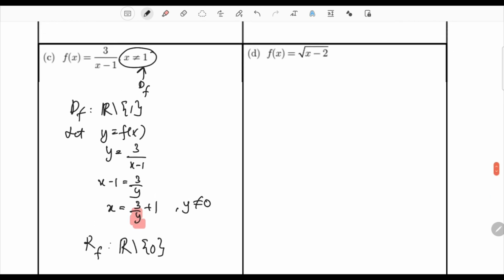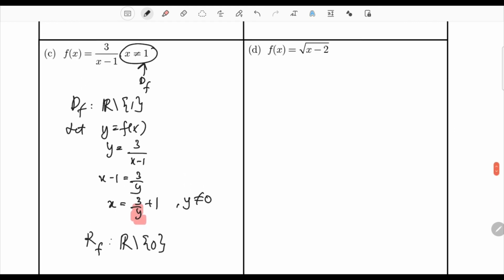Okay, next, let's look at D. We have f(x) equal to square root of (x minus 2). Under the square root, x minus 2 must be greater than or equal to 0, so x greater than or equal to 2. That will be the domain of f(x): [2, infinity), half open.